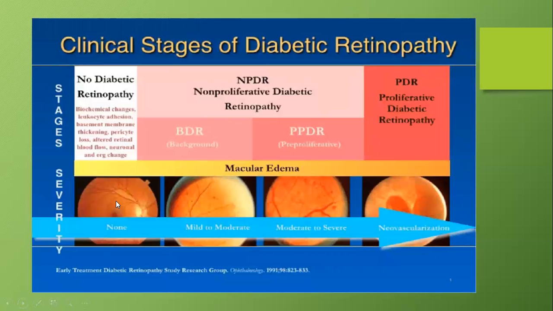Here you see a normal retina, and then there is proliferative and non-proliferative. This is the background one. This is the proliferative one, and then you have neovascularizations, which is also a proliferative diabetic retinopathy.